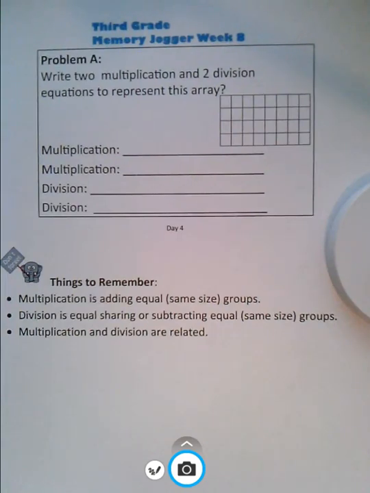Let's take a look at week 8, day 4, problem A. Write 2 multiplication and 2 division equations to represent this array. There's several things that we need to remember. Multiplication is adding equal or same size groups. Division is equal sharing or subtracting equal or same size groups. Multiplication and division are related.